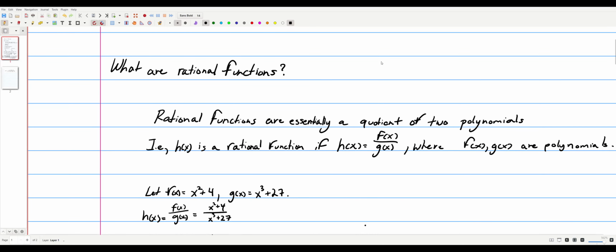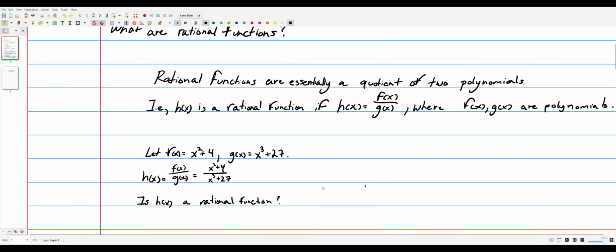As an example, if f of x is x squared plus 4 and g of x is x cubed plus 27, we let h of x equal f of x over g of x. Is h of x a polynomial? No, it's not, because polynomials do not have quotients. We can't have division in a polynomial. But is h of x a rational function? The answer is indeed yes, because both f of x and g of x are polynomials, and it's a quotient of polynomials, and that's how we recognize rational functions.